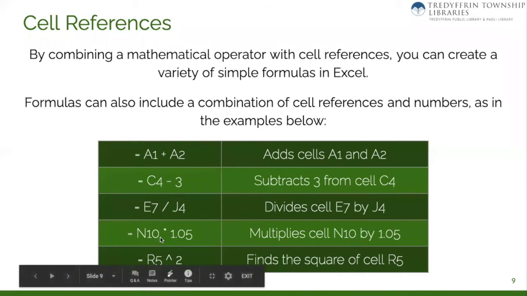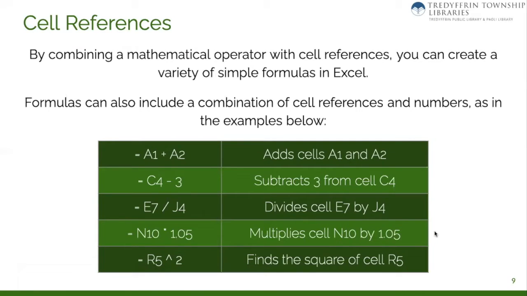Equals N10 times 1.05 multiplies the value in cell N10 by 1.05. And then finally, equals R5 caret 2 finds the square of cell R5.